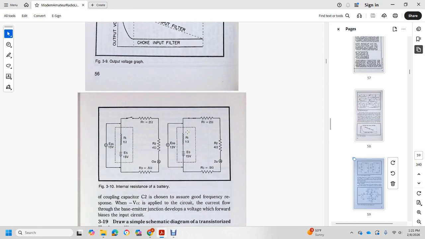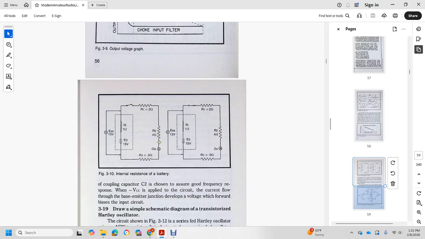Shows the internal resistance of the battery. Shows the voltage at 15 volts, resistor 1 ohm. Emitter voltage at 15 volts. Resistor switch at resistor 1 at 2 ohms and resistor at 0.5 ohms, and 0 amperes, resistor 4 ohms, and then over here 13, 15, 1 ohm, 22, 4, 2, and 0.5.